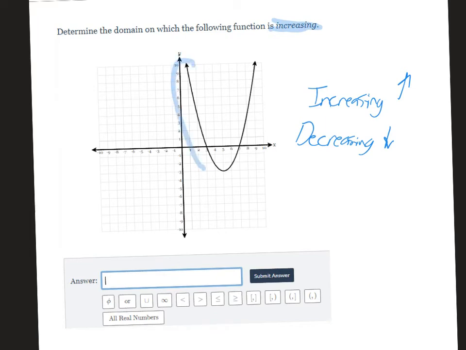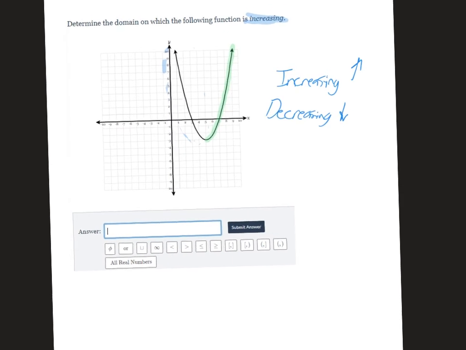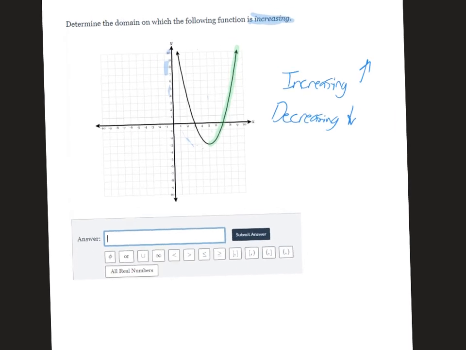Well, in this first side, does that count? Is that increasing? No, it's not. So I'm going to get rid of that. I don't really want to have all that. I am really just looking for this right side. So we're going uphill from right there to there. That is increasing. So again, we're looking at which type of parenthesis we are looking for.